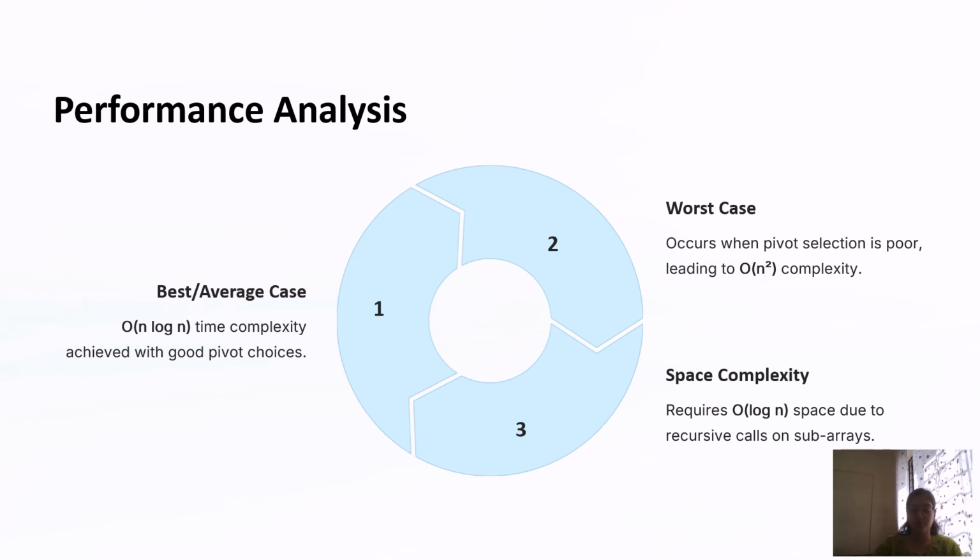Now, if we look at the performance analysis, we have the best and average case, that is n log n time complexity. It is achieved with good pivot choices. And secondly, the worst case scenario occurs when the pivot selection is very poor, leading to n square complexity. And for the space complexity, it requires log n space due to recursive calls on the subarrays.